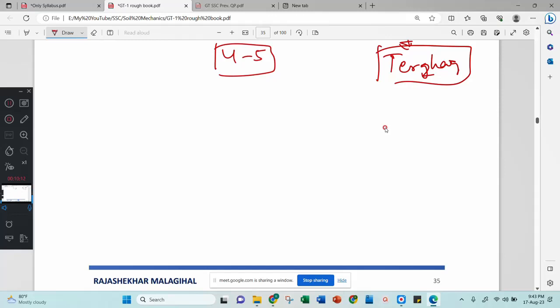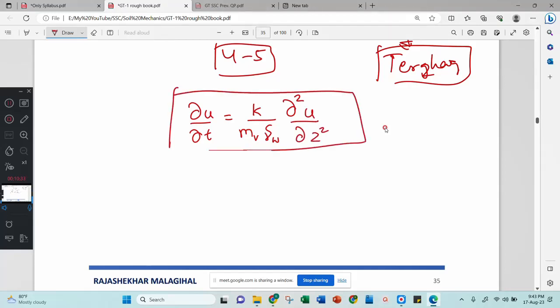You'll remember that. The consolidation equation is: dou u by dou t is equal to k divided by (mv gamma w) into dou square u by dou z square. Don't worry, in higher studies you can understand this. Just remember this is the consolidation equation, and here we have one term, that is Cv. Cv means coefficient of consolidation.